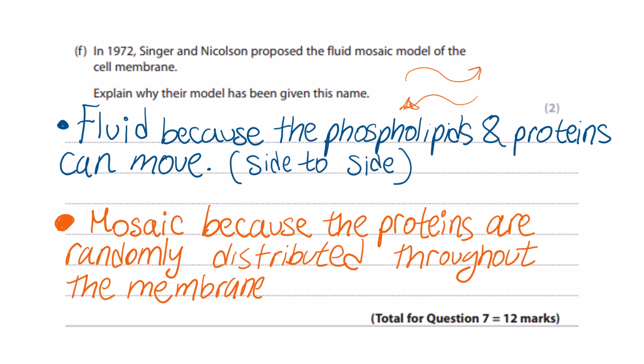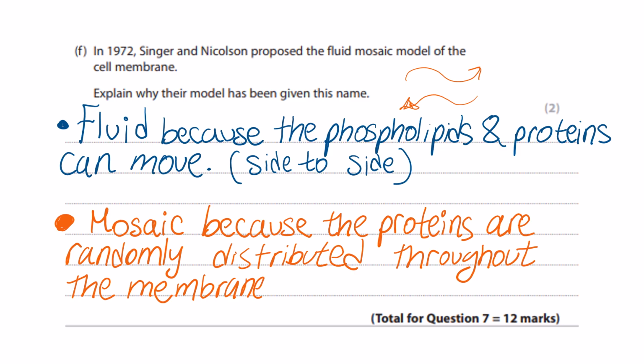Okay, in 1972, Singer and Nicholson proposed the fluid mosaic model of the cell membrane. Explain why their model has been given this name. This is also a repeated question, so I would advise you to create a flashcard out of this.